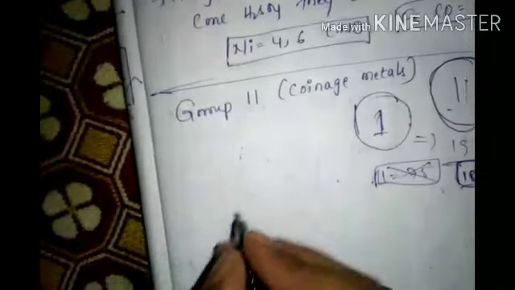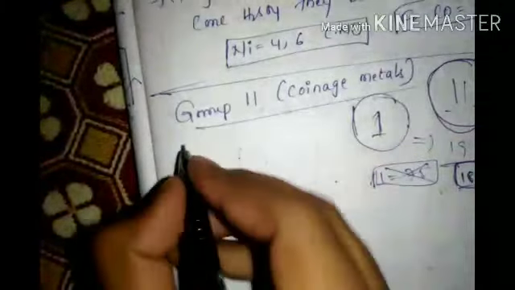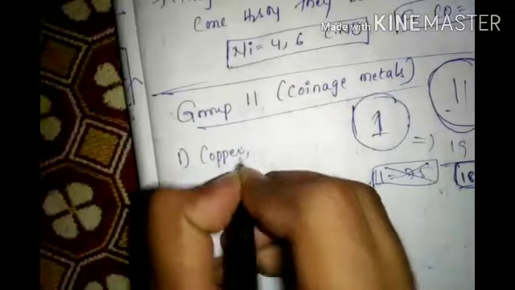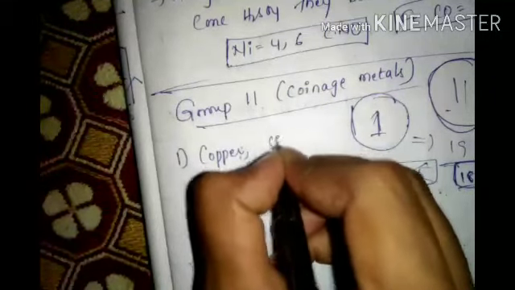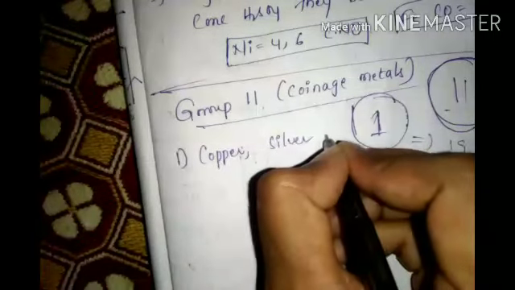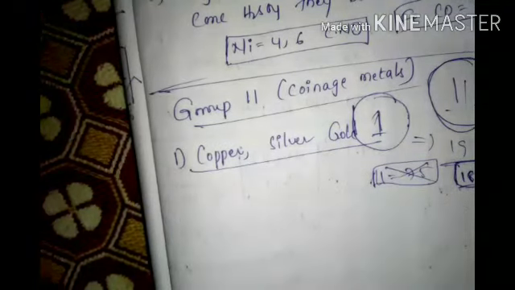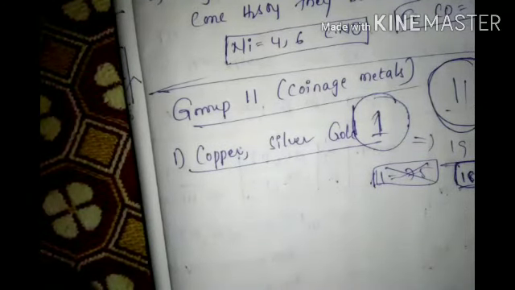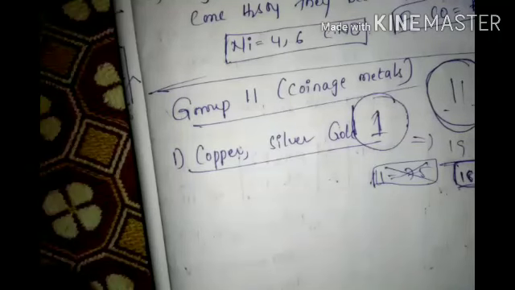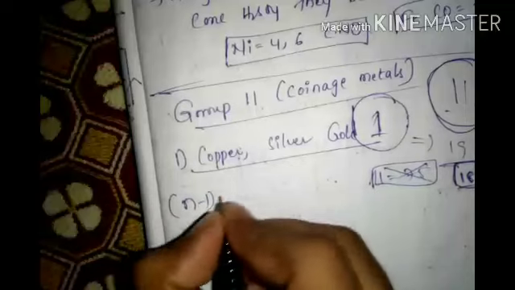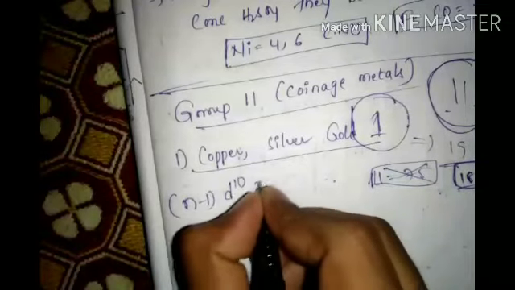All those coins are called coinage metals. First one, copper, silver, gold. These are the costliest ones. Copper we use in wire, silver we use for ornaments, gold we use for what you know. Okay, (n-1)d10 ns1.